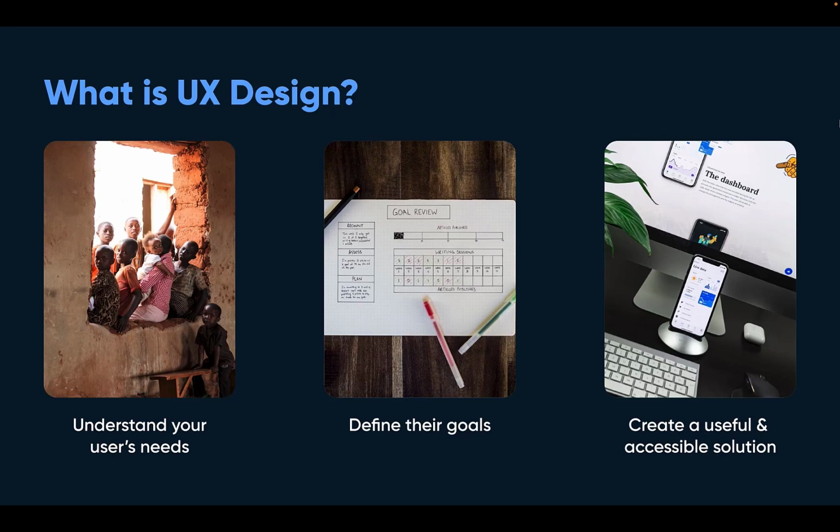So moving on, you should also be able to create a useful and accessible solution. This I've explained in the previous slide. So basically something that actually solves your user's problem. You know, you can identify your user's problem but not create a product that solves it in a way that they can use. You can identify the problem and then create a solution that is too advanced for them. Do you know that?